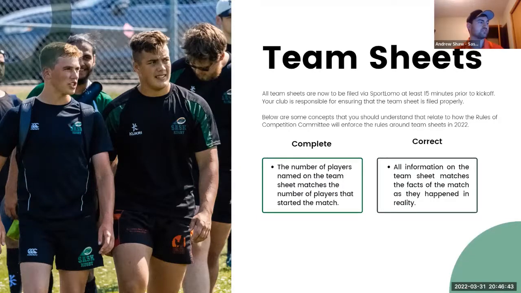A team sheet is considered to be correct when all of the information on the team sheet reflects the facts of the game. This includes players named in the proper positions, front row replacements named, and jersey numbers matching those worn on the field. As an example, your team sheet may be complete, but if the player named at fullback wore number 24 rather than number 15, it's not correct unless you've made that change on the team sheet.